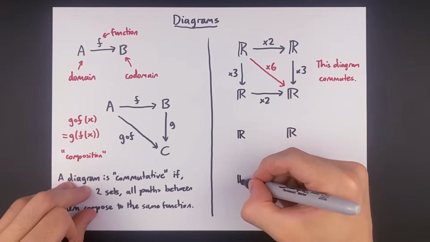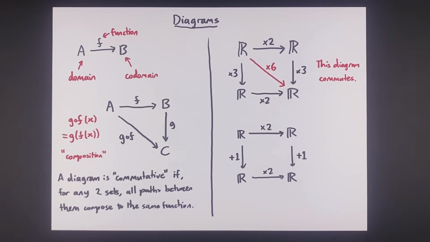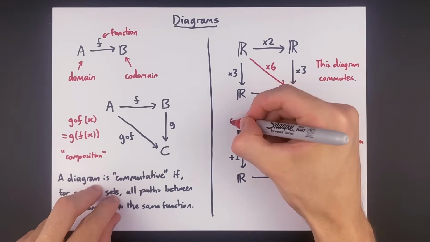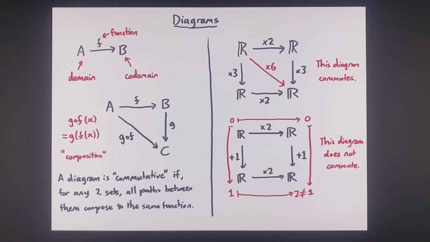On the other hand, if I replace the vertical arrows with functions that add 1 to a number, then this diagram does not commute. For example, the real number 0 gets sent to a different number depending on which path we take. Now let's go back to multivariable functions.